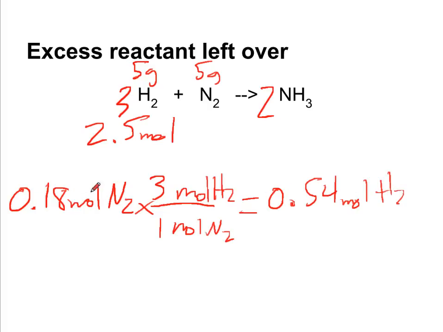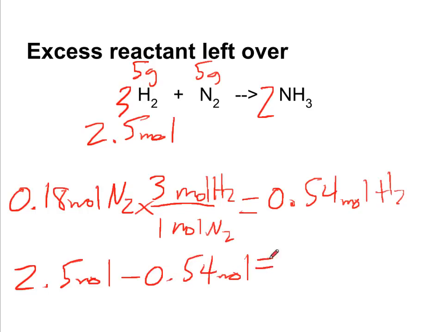So to find the excess reactant left over, we're going to take the moles of hydrogen that we started with, subtract the moles of hydrogen that got used up, and we're going to be left with 1.96 moles of hydrogen left over. Some questions may ask you to find the mass of the excess reactant left over. You'd still do this the same way, except at this step you would then convert 1.96 moles of hydrogen to grams.